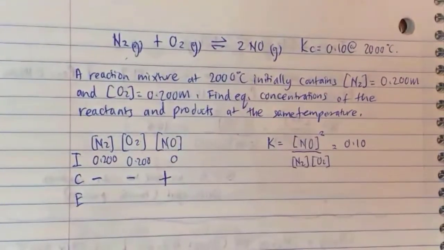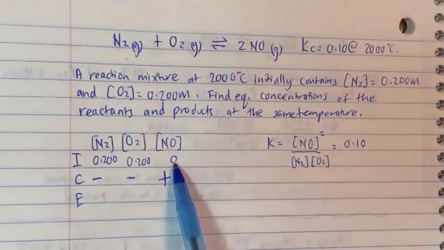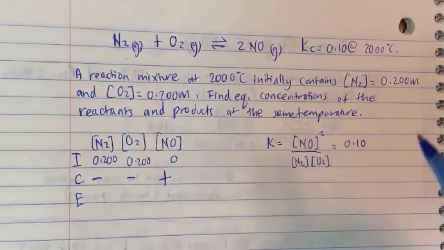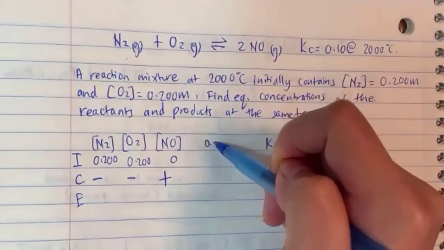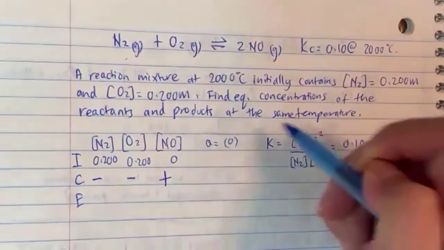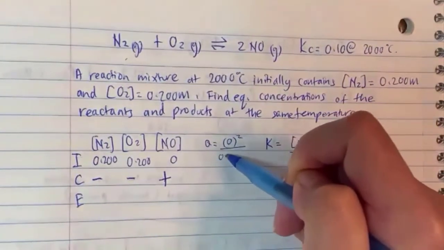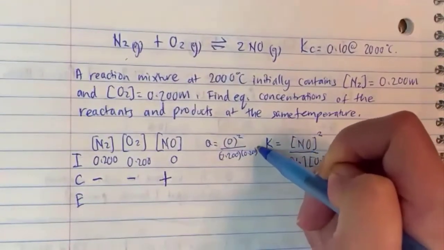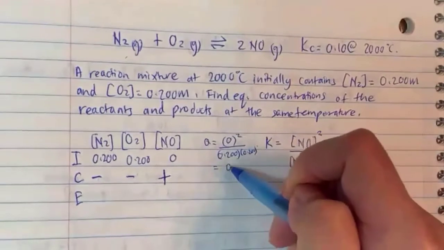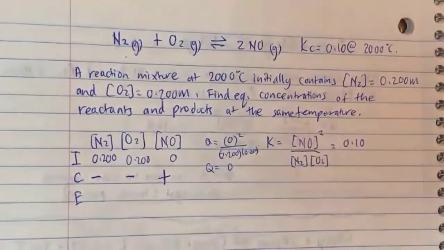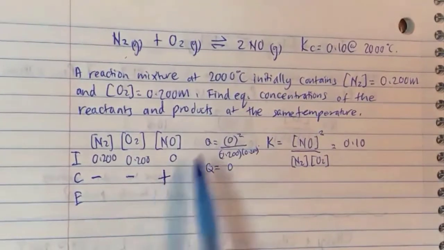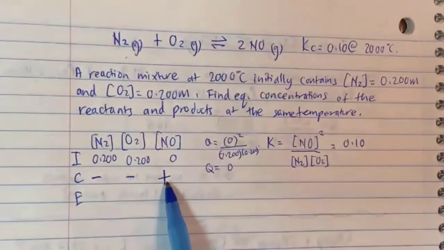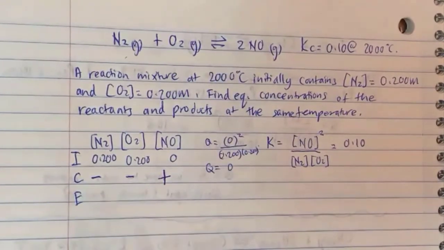Agree? So that's the comparison of Q to K. We took Q, compared it to K. We just said, well, in this case, our Q is 0. All right, so I'll write down the Q. Q is 0 squared over 0.2, 0.2, and it's 0. Q is 0. So because Q is 0, we know it's going to shift towards the product side, and I put the change here as positive, this side is negative.